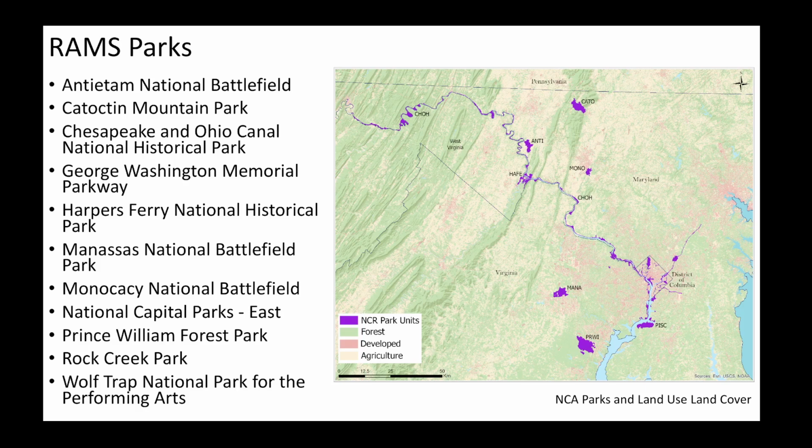There is also a list of the 11 parks that are included in RAMS: Antietam National Battlefield, Catoctin Mountain Park, Chesapeake and Ohio Canal National Historical Park, George Washington Memorial Parkway, Harpers Ferry National Historical Park, Manassas National Battlefield Park, Monocacy National Battlefield, National Capital Parks East, Prince William Forest Park, Rock Creek Park, and Wolf Trap National Park for the performing arts.